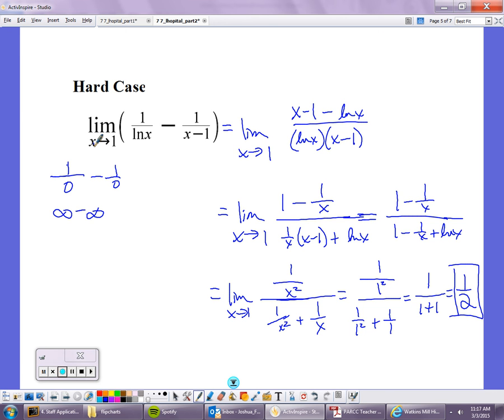So what we had to do was first rewrite it so that it's in the form limit as x goes to c of f of x over g of x. And then we had to do L'Hopital once, which gave us this one here, and then we had to do L'Hopital again, which gave us this one, which it turns out we could then use direct substitution on.